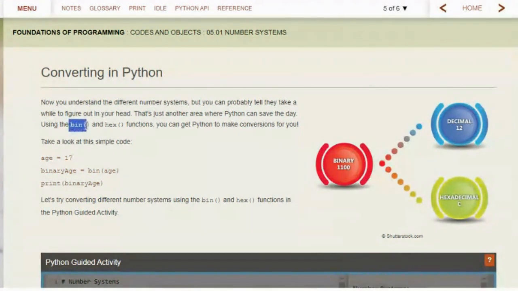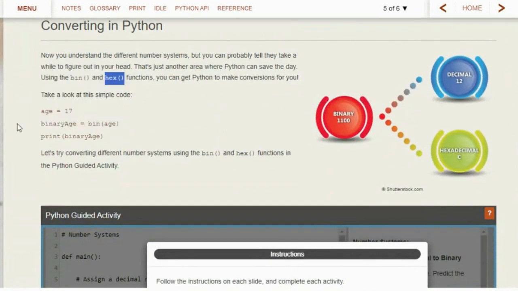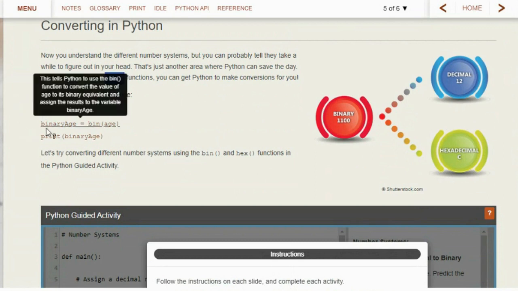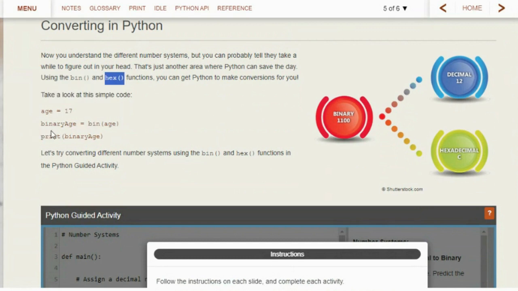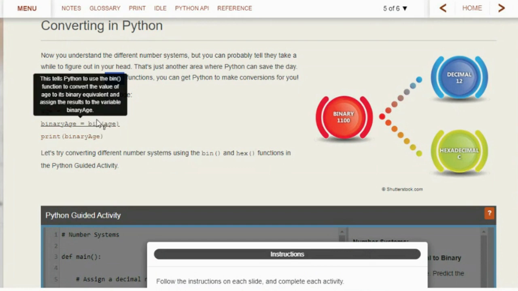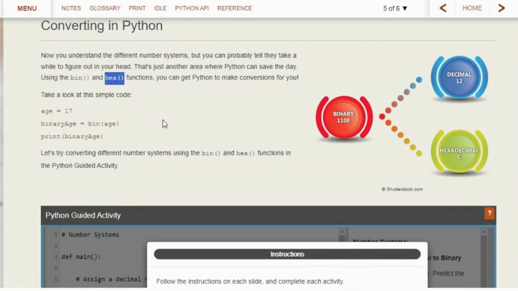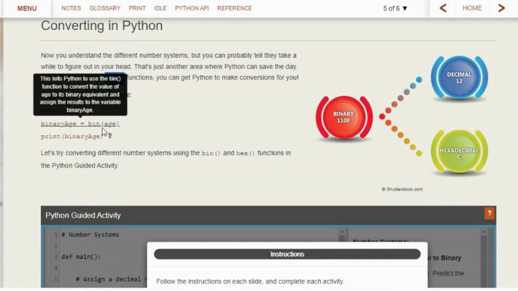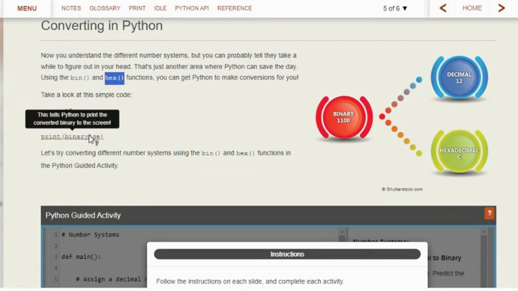So it has these 2 commands, bin with parentheses or hex with parentheses. So let's look at this simple code right here. Age equals 17, right? That's just, we're assigning a value to the variable that we called age. Now we're creating another variable and we're calling it binary age. That's just a name we made up for the variable. And we're setting it equal to the binary equivalent of whatever age equals, which in this case is 17. So that'll tell us what the binary of 17 is. And then when we print it, it'll print it out in binary.